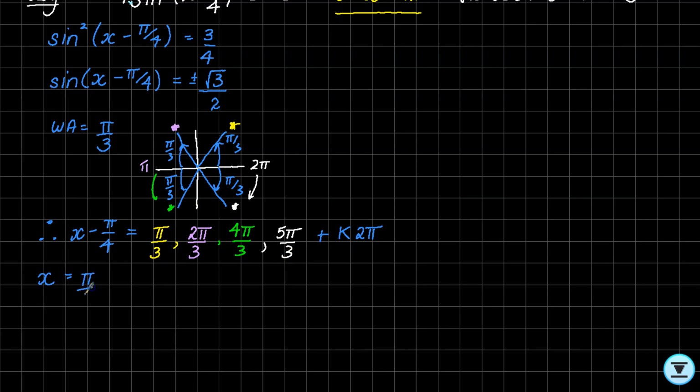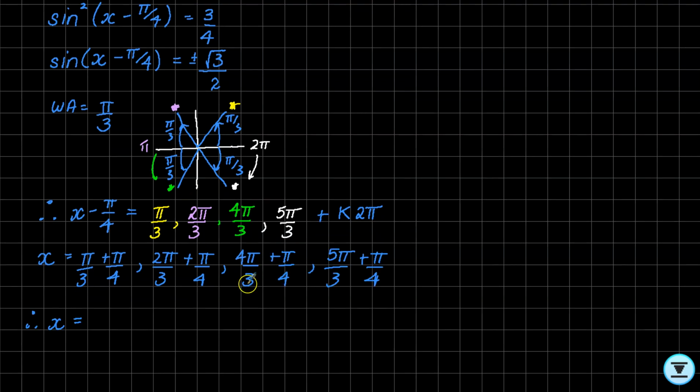Normally I wouldn't write this down, but I'm going to just for this first situation, because let's face facts, I would probably just go straight to my calculator and type these in. Plus pi on 4. Okay, all I've done is I have got rid of this minus pi on 4, so I've added pi on 4 to each of the solutions that we had above.